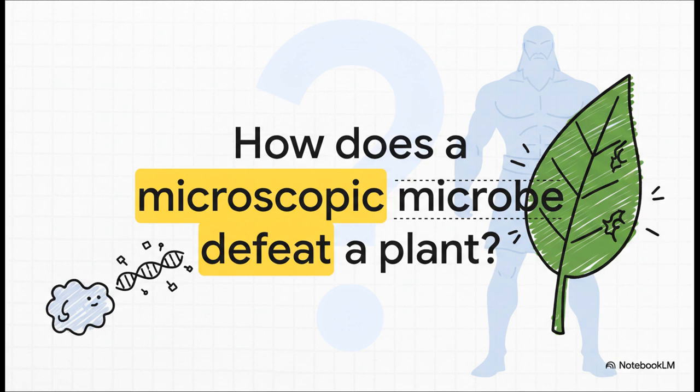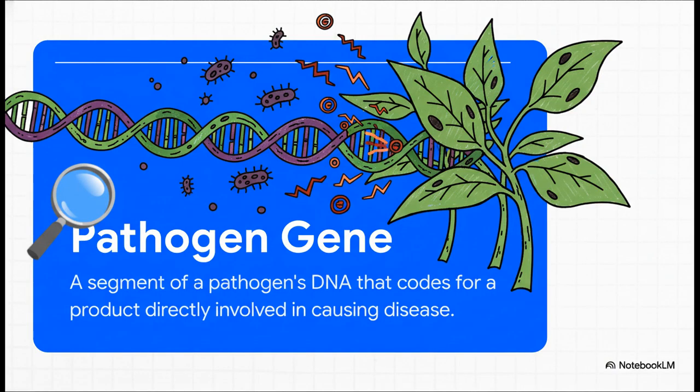Well, the answer isn't brute force, it's genetic sabotage. It's a highly sophisticated set of instructions written right into its DNA. So, when we talk about a pathogen gene, let's be clear. We're not talking about the genes for just staying alive. We are talking about the specific genetic toolkit that turns a totally harmless microbe into a full-blown disease-causing agent. These are the genes that make a pathogen, well, a pathogen.